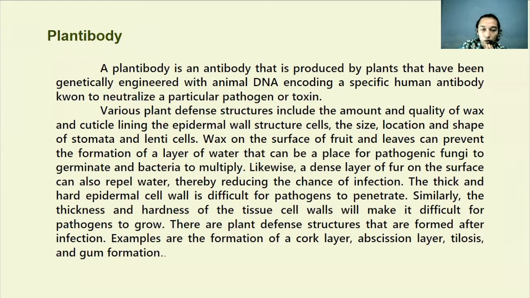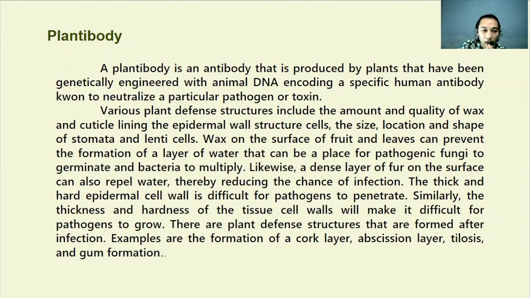Various plant defense structures include the amount and quality of light, and particularly the epidermal cell wall structure, and the size, location, and set of stomata and lenticels, which on the surface of fruit and leaf can prevent the formation of a layer of water that can be a place for pathogenic fungi to germinate and bacteria to multiply. Likewise, this layer on the surface can also repel water, greatly reducing the chance of infection.